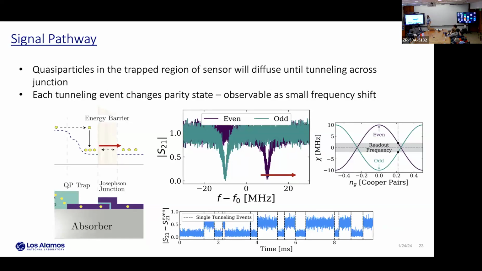The qubit has a fundamental frequency, and then the charge dispersion is what tells us how different the parity states will be in terms of energy or frequency. Makes more sense for qubits. And so we have some fundamental frequency. As a single quasi-particle tunnels across, we go from, say, an odd state to an even state or vice versa, and we get this frequency switch.